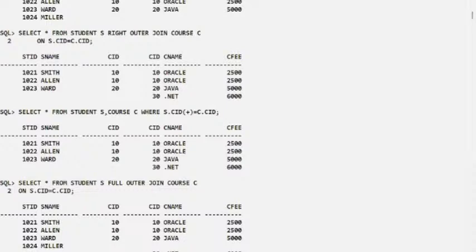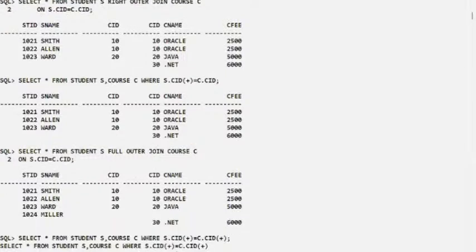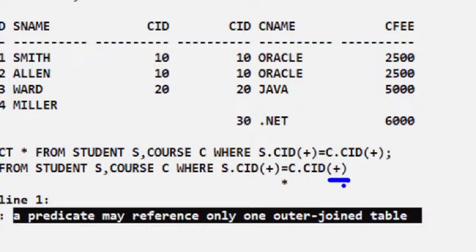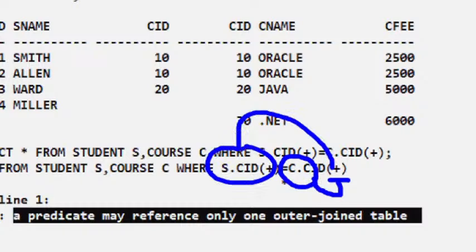Okay, so this is your guessing, right? Actually, everyone is guessing like this, but what is the problem? See, in this error only you can read: a predicate symbol may reference only one outer join table. Understand? So this is called a predicate symbol. I can use this predicate symbol on only one outer join table. That means either course or student. Any one only can apply, but I can't apply on both. So that is a problem.